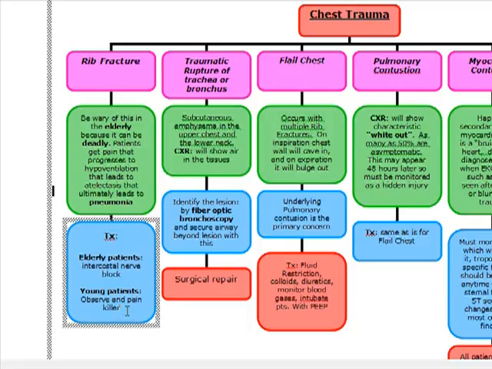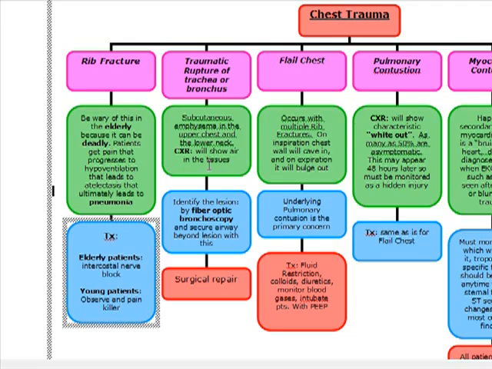Next topic is traumatic rupture of the trachea or bronchus. What do we want to remember in traumatic rupture of the trachea or bronchus? Pneumomediastinum. And that's subcutaneous emphysema in the upper chest and the lower neck. And this is usually going to happen after a high-speed car accident on the test. And the chest x-ray is actually going to show air in the tissues.